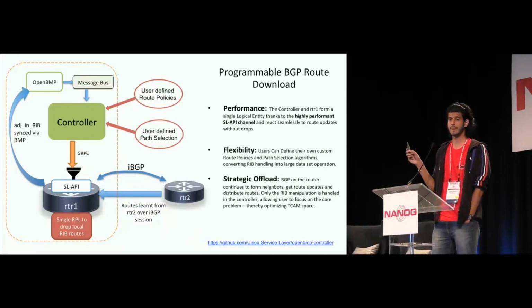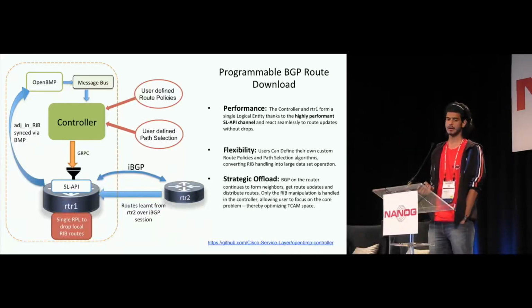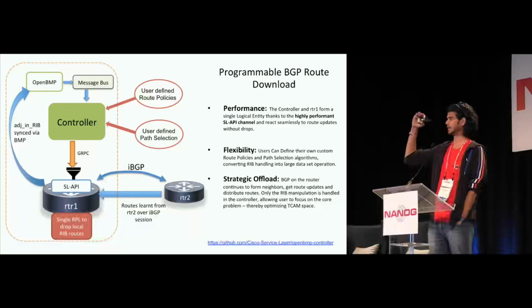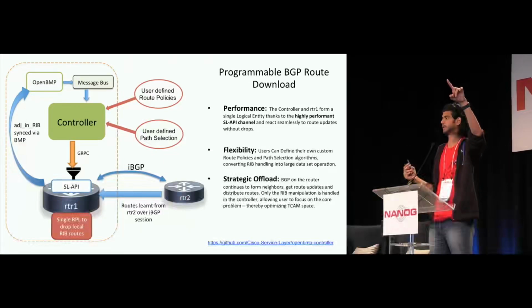But effectively, the purpose here is that router 2 is the one that's going to inject routes into router 1. And on router 1, I have a single route policy that says drop all the routes because I don't want the BGP stack to manipulate the RIB for me. What this basically does is, except for the adjacency in RIB of BGP, none of the other RIBs are evaluated, right? So the adjacency in RIB still goes over BMP to the OpenBMP collector.